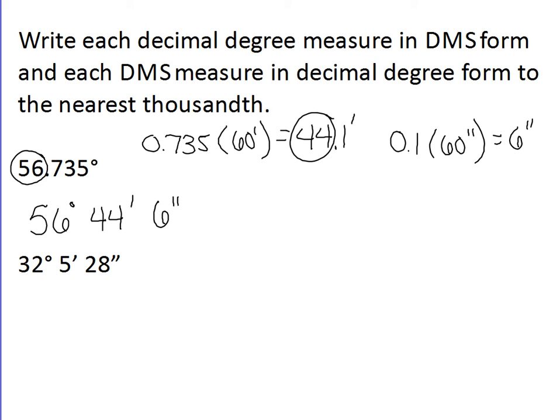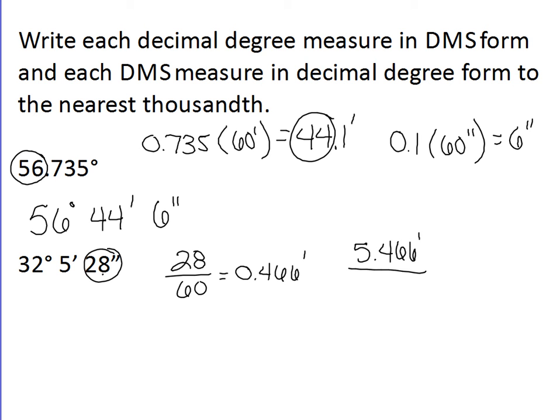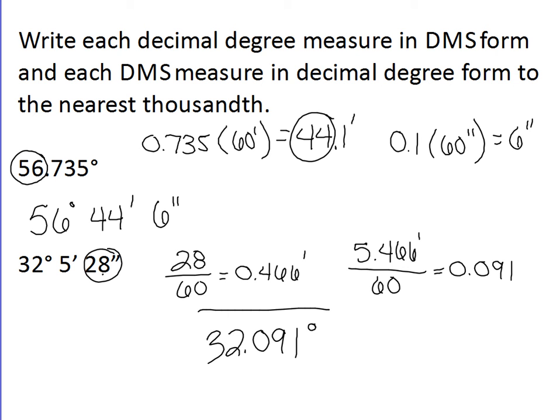Now if we take this and work it backwards to figure out how many minutes 28 seconds is, we're going to take 28 and divide that by 60, and it's going to give us a decimal of 0.466 minutes. Now we're going to add this to our original number of minutes, so we have 5.466 minutes. We're going to divide that by 60 because we know there are 60 minutes in every degree, and if we divide here, we're going to get 0.091. So if we add that to our degree, that means we have 32.091 degrees.